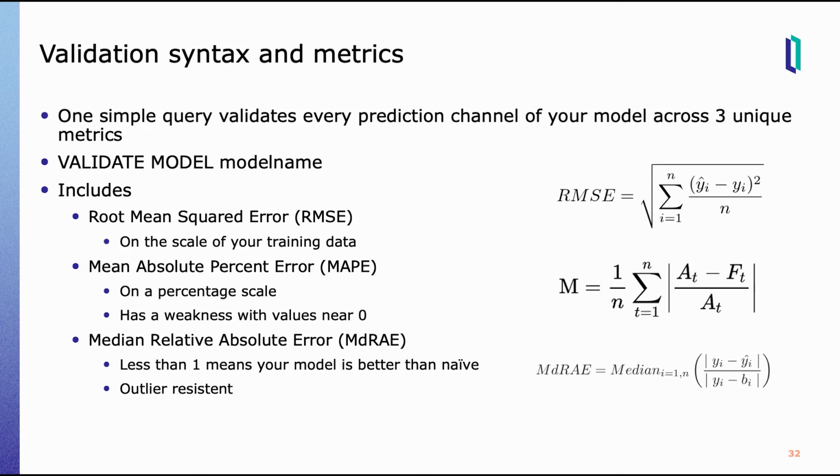We also have median relative absolute error, which compares your predictive model with a naive solution. Here we're looking for numbers less than 1, which means we're doing better than naive. And that gives the user a good idea of the strength of this model while also offering good outlier resistance because we're using medians.